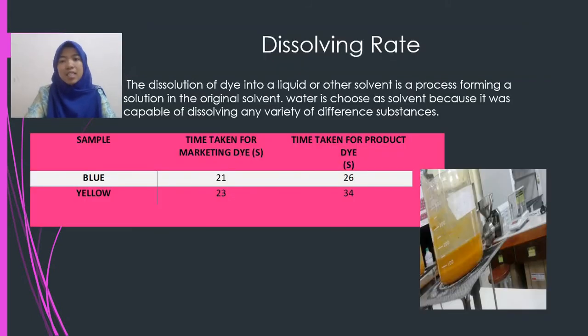The second analysis is the dissolving rate. For this analysis, I chose water as the solvent. As we know, water is a universal solvent. It can dissolve many kinds of substances. To do this analysis, I took the time for the dyes to completely dissolve in the water. I also compared the dyes with the marketing dyes. Then the result shows that the natural extracted dyes take a longer time to dissolve in the water.